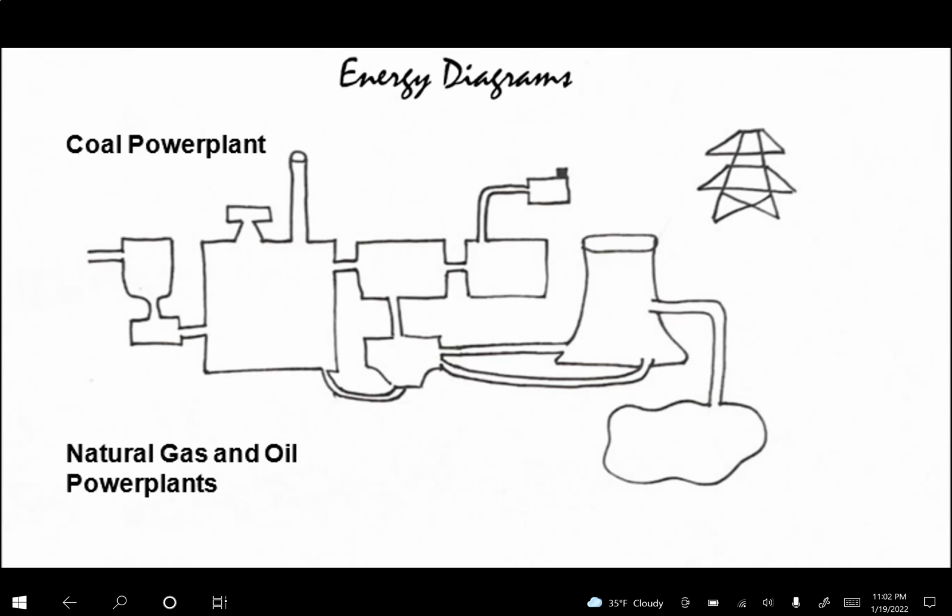All right, so energy diagrams. Basically what we're going to do with this is talk about how energy is generated at different kinds of power plants. And we're looking at non-renewable energy today, so fossil fuels and any type of non-renewable resources. So we're going to start with coal. And we're just going to start from the left-hand side right over here, and we're going to take it to the right.